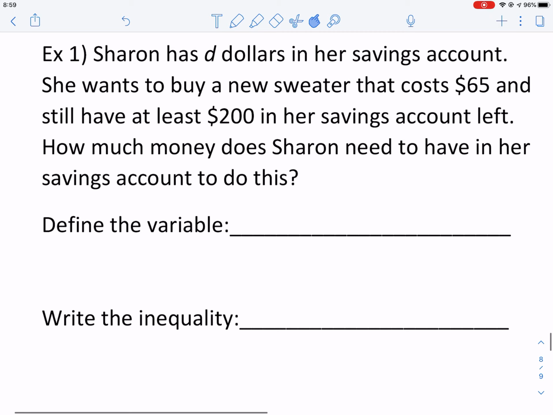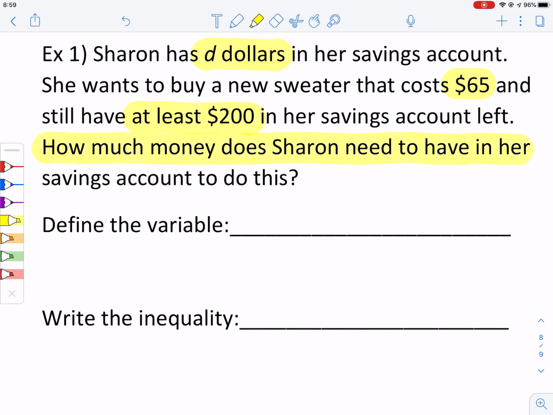Okay, so let's take a look at number 1. And let's highlight our key phrases as I read this to you. So Sharon has D dollars in her savings account. She wants to buy a new sweater that costs $65, and she still wants to have at least $200 in her savings account left. So how much money does Sharon need to have in her savings account to do this?